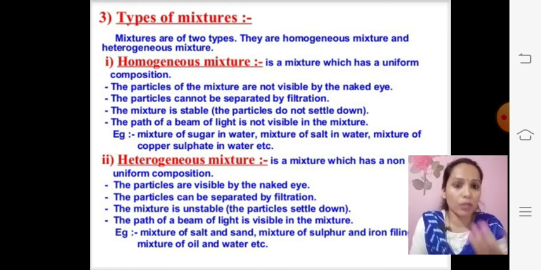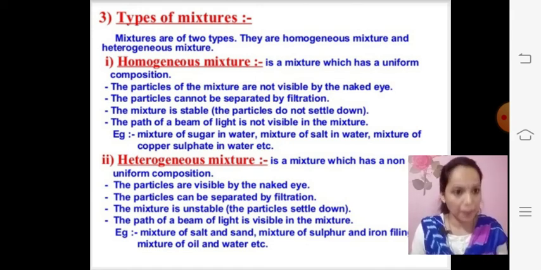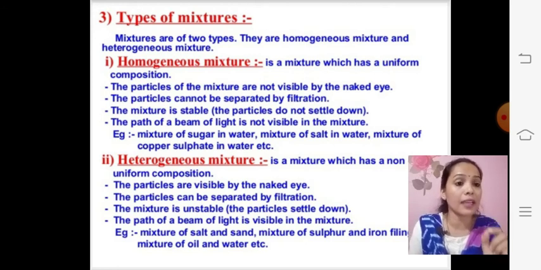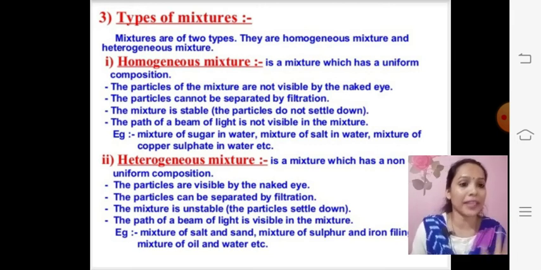And more about homogeneous solutions, which is otherwise called a true solution, I will be taking up in the next session. Since the particles are very small, they do not have the ability to scatter the beam of light. Since they cannot scatter the beam of light, the solution is not illuminated. You cannot see the light inside the solution, right?